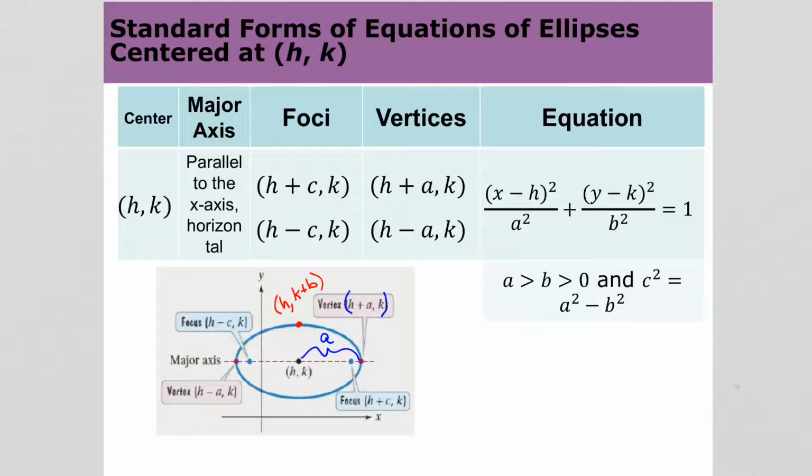Then for the foci, if this distance is c, then you would say h plus c and then k, because the y value is the same. The formulas for finding c are the same.